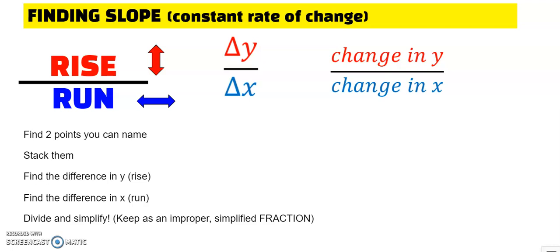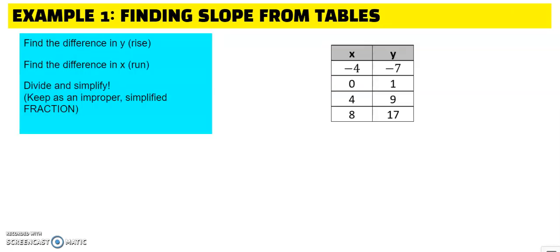The difference between graphs and tables: with graphs, I can see if it's linear, and I have to go find the points. A table already gives me a list of points. I have to prove that it's linear by showing that the relationship between the change in y and change in x is the same throughout my table. That's how I prove linear. It has to have a constant rate of change. So let's check out slope from tables.